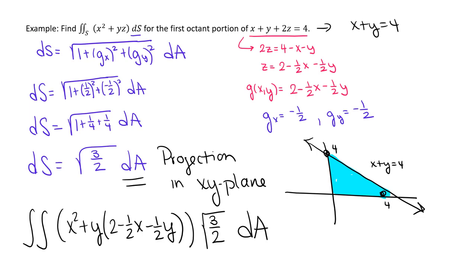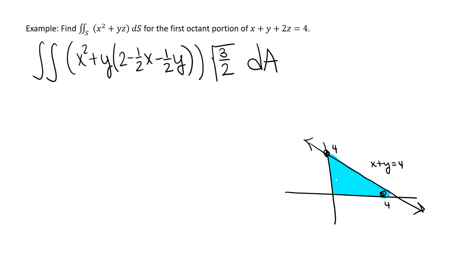So the integral we're going to try to find is, we are going to be integrating x squared plus y, and then I took my surface and I plugged that in for the z. So x squared plus y times 2 minus 1/2 x minus 1/2 y. And then again, the dS is now root 3 over 2 dA. All right, so there's the integral we're going to try to find. dA is the region on the screen.